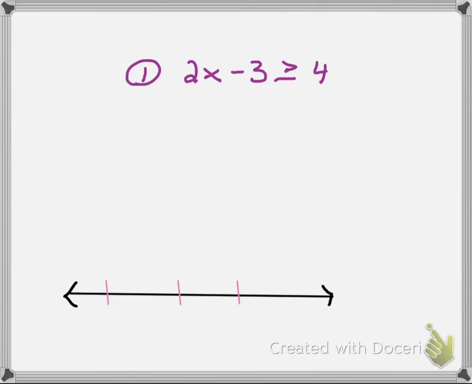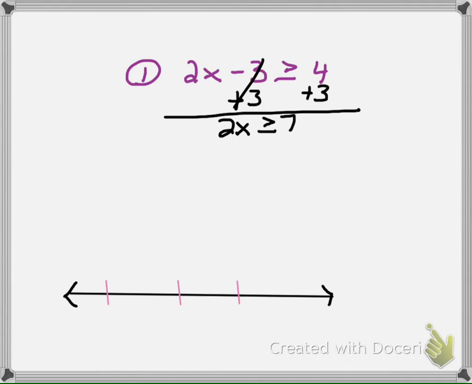Okay, problem number 1. You should have done this already on your own. I'm going to add 3 to both sides. I'm trying to get the x by itself. And if I take negative 3 and I add 3, that gives me nothing, so I'm going to cross that out. And so all that's left on that side is the 2x. I'm going to drop this sign down. And then 4 plus 3 is 7.